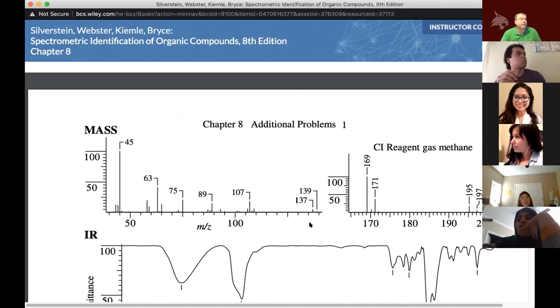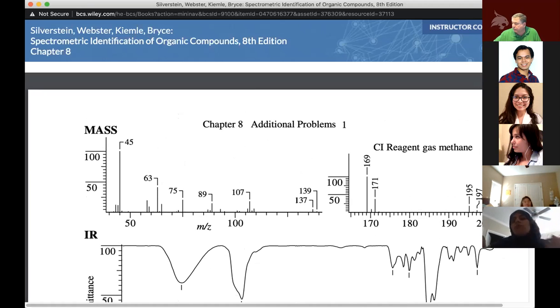Okay. So let's see, what else do we have? We have an empirical formula starting out with C13. Let's see. And I'm using the 181 as the upper number here.